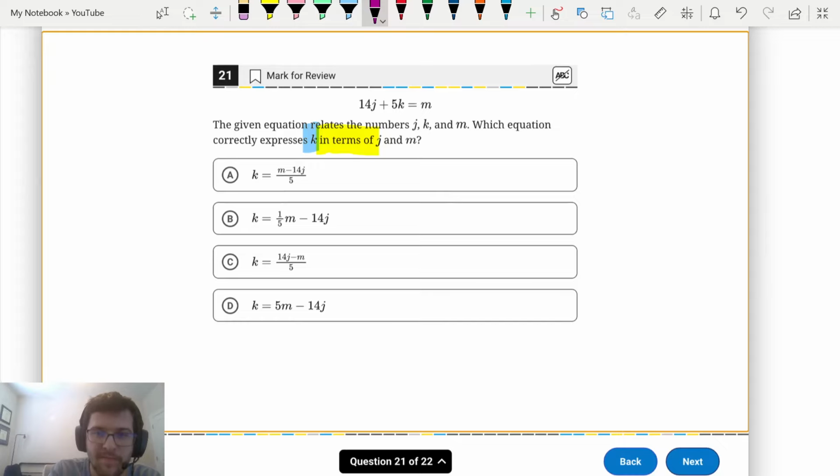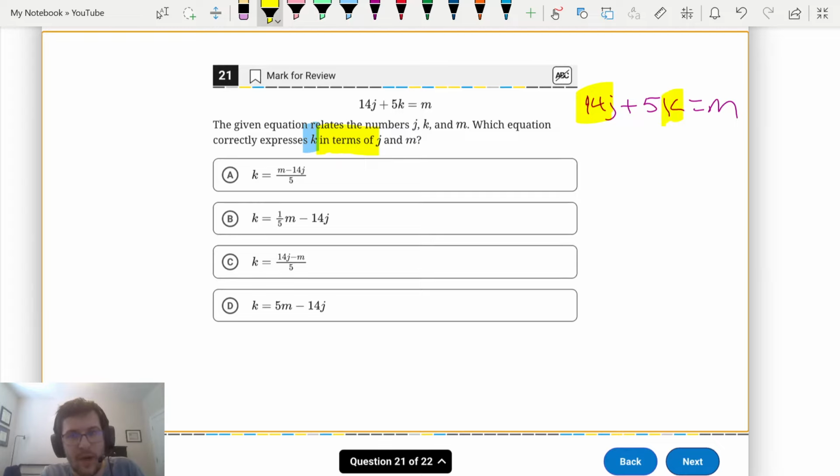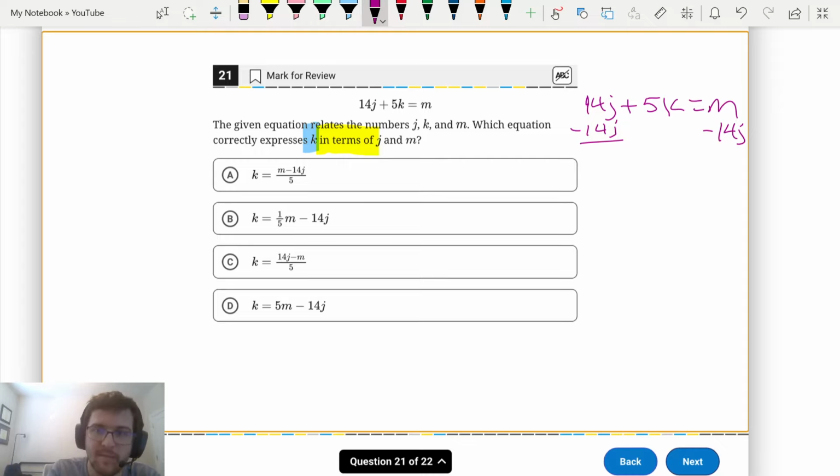So first, I'm going to always move the farthest guy first. I've got a 5 and I've got a 14j. Well, the 14j is farther from the k. So I'm going to move the 14j first. It's being added, so I'm going to subtract 14j from both sides. And I get 5k equals m minus 14j.